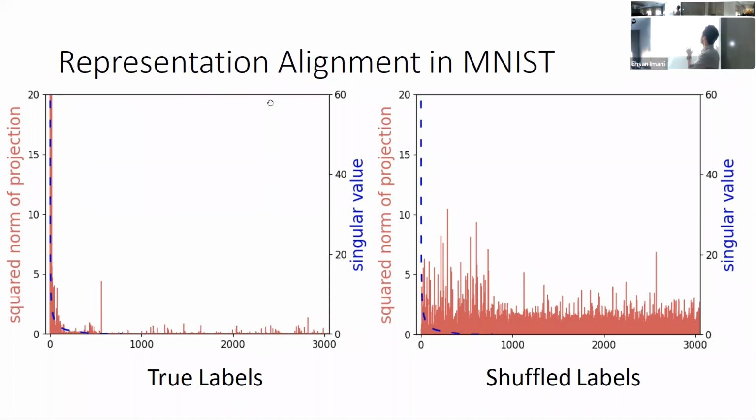This is an example from, again, a binary classification problem from MNIST, and here we're not using neural networks so far. Is this also clear? Because I'm about to show a plot similar to this. Okay, let's see.